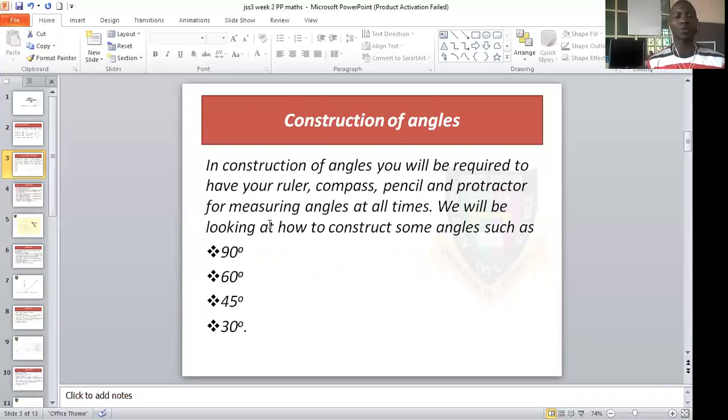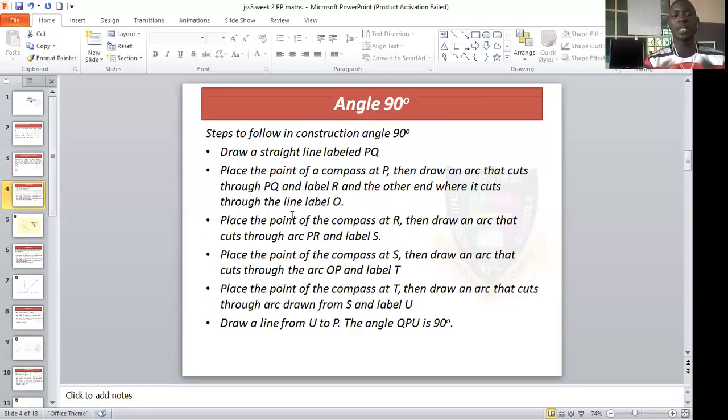So we'll be looking at how to construct angles such as 90, 60, 45, and 30. But first, we look at angle 90. I'll give you the procedures and how you can go about it. These are the procedures in constructing angle 90. Before you construct an angle, get your ruler and your pencil.